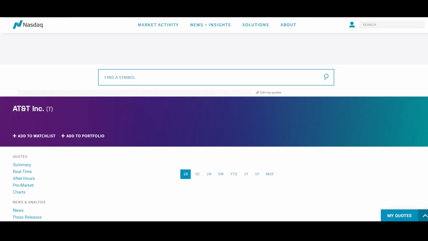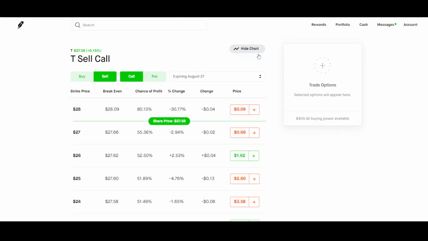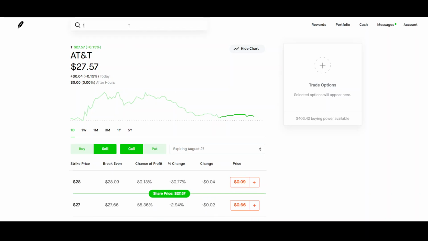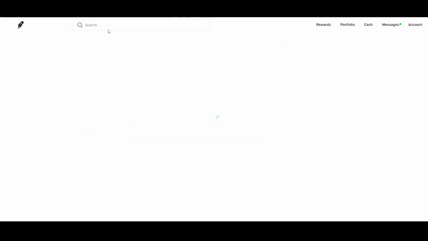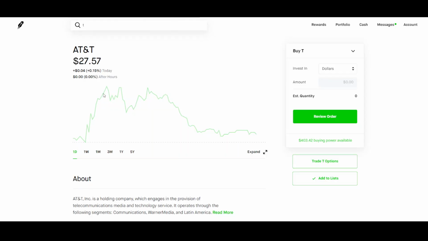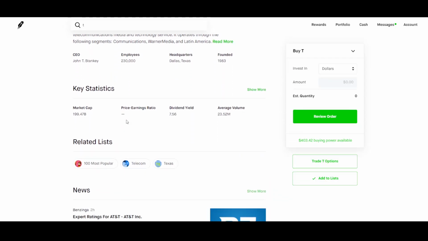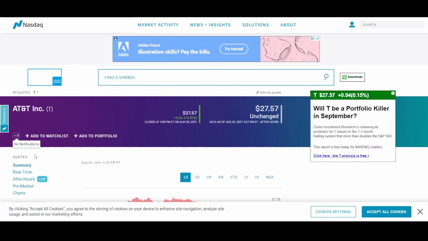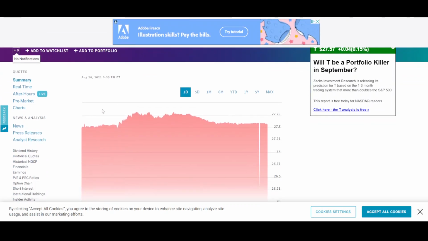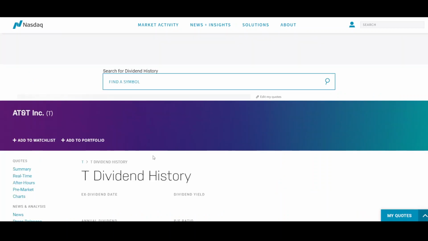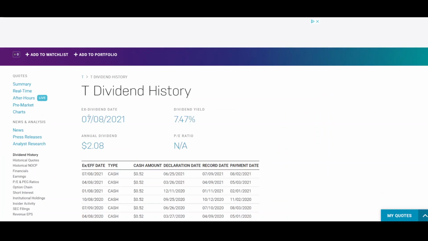We're going to see when they have, where is it? Not that one. So we're going to come back to AT&T. We're going to look at their earnings and their dividend yield. So we're going to see when their dividend is coming up. So we come over here. We found AT&T. So now we click on dividend history right here on the left side. So we're going to look at the ex-dividend date.